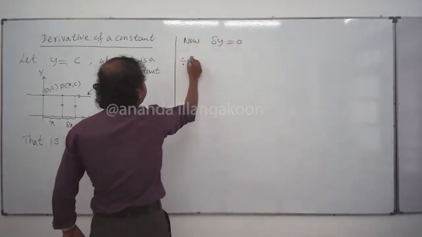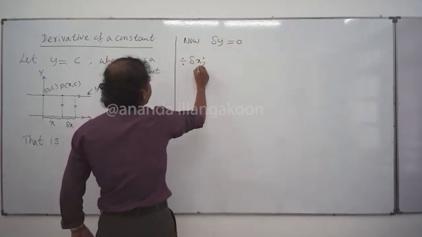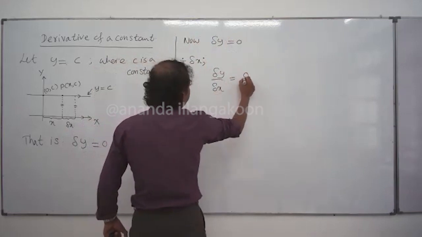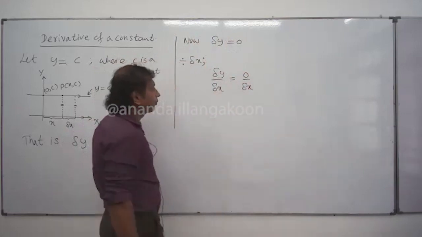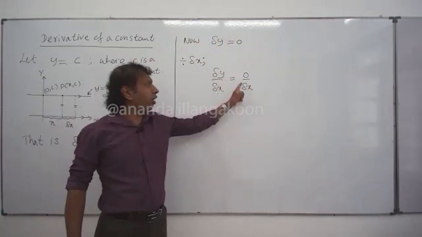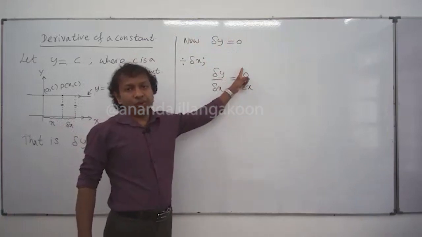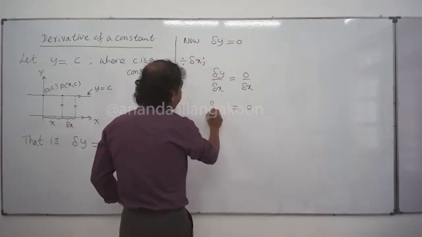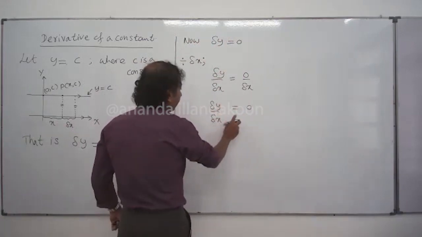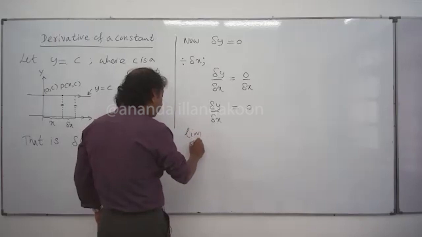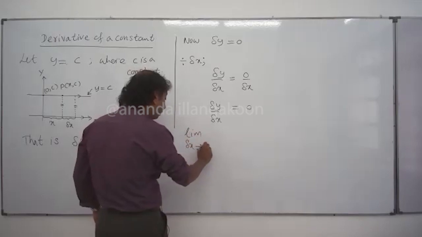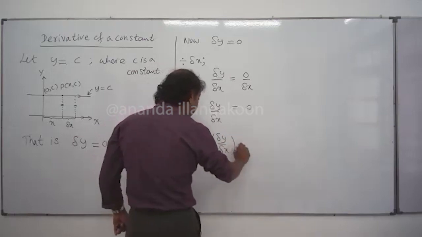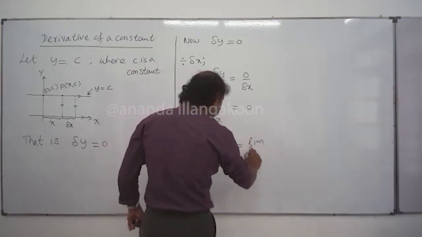Now, people, you can write delta y equals 0. Divide both sides by delta x. Then delta y divided by delta x equals 0 divided by delta x. You know, when the numerator is 0, the fraction is 0. Then delta y by delta x equals 0. Now we take the limit as delta x goes to 0 on both sides.